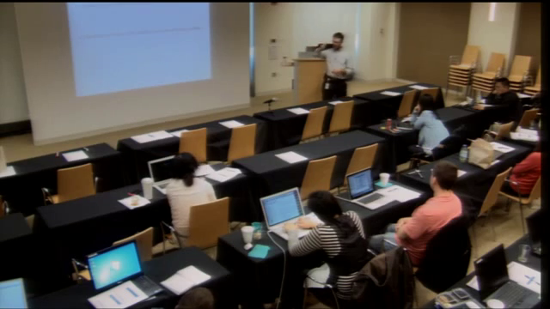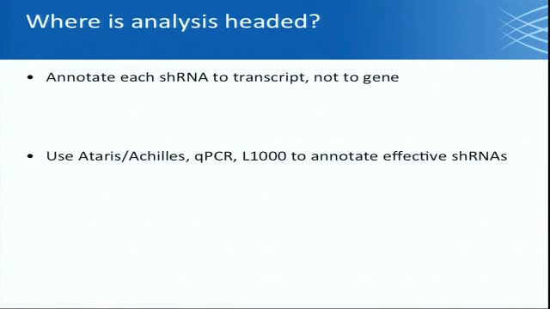So just because this also answers the question, where is analysis headed? Right now, most forms of analysis map each shRNA to a gene, but not necessarily to a transcript. So we're ignoring splice isoform differences. One thing we're definitely looking at and starting to incorporate in our analysis, not in a way that's toolified yet, is mapping shRNAs to individual transcripts, not to individual genes.